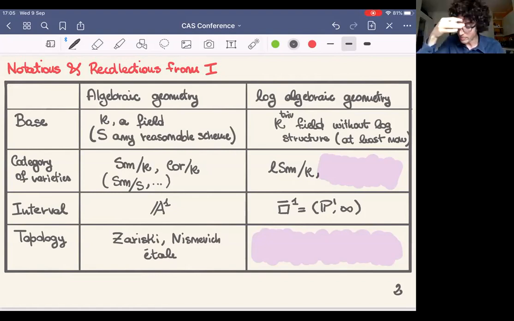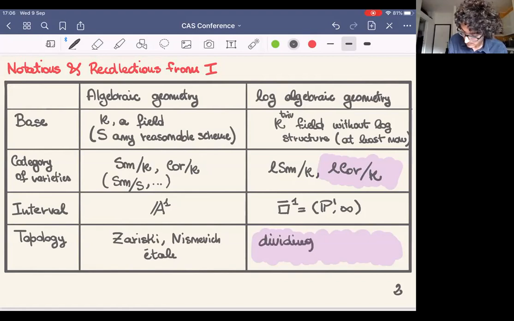Okay, so maybe towards the end of the talk, I will make some comment on what happens if you allow a non-trivial log structure on the base field. And the category of varieties is replaced, so smooth over K is replaced by log smooth over K, or the category of log correspondences, also introduced by Gysin yesterday. I already said something about the interval, and the topology will be the dividing Nisnevich or étale or variants of this. Okay.